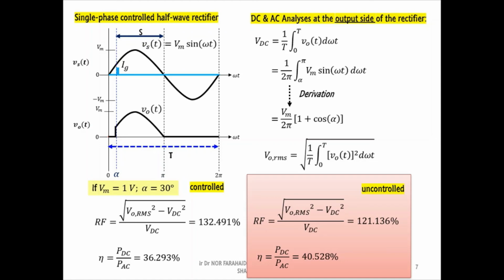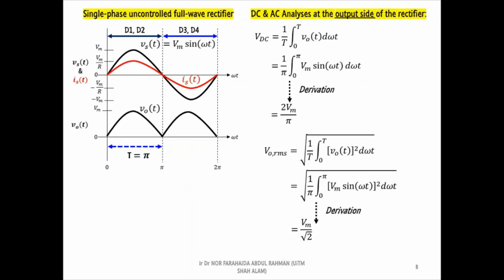Based on this information, we can conclude that the firing angle is inversely proportional to the average and RMS output voltages and also the performance of control rectifiers. Lastly, I will show the differences in terms of waveforms and equations between uncontrolled full wave rectifier with controlled full wave rectifier supplying resistive load.